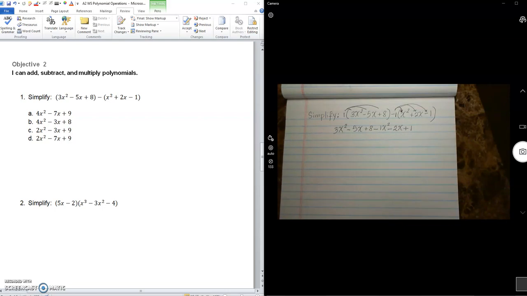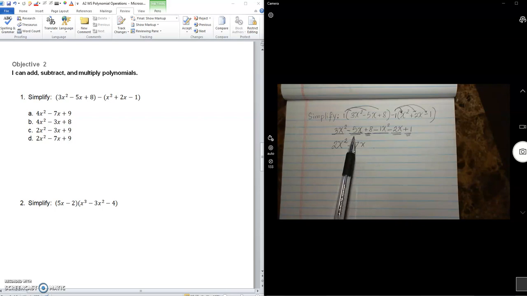Then you will combine like terms. Those two are like terms and will be 2x squared. These two are like terms and will be negative 7x. These two are like terms, and so that's going to be a positive 9. Notice my coding, guys. Like terms have the same lines that I'm putting. So these 3 lines go with these 3 lines, and that's a positive 9.